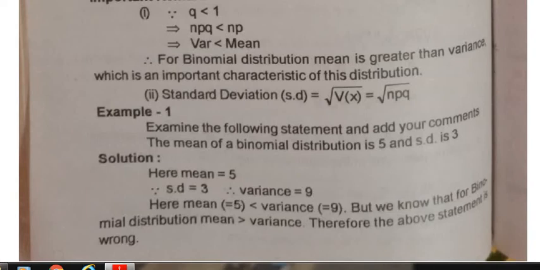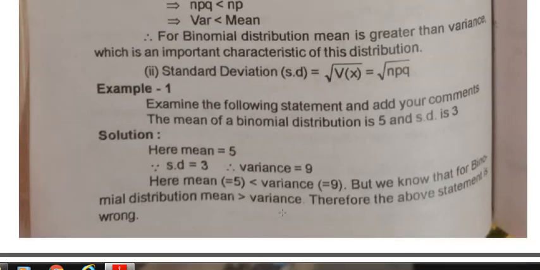Here we see that the mean is 5, which is less than the variance. But we have found that variance is always less than mean, whereas here we get mean less than variance. Therefore, we can say that this statement is wrong.